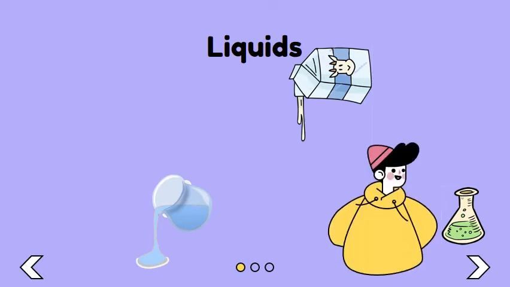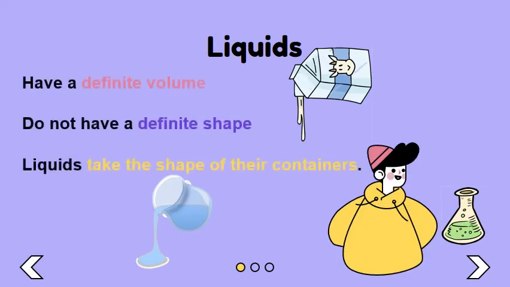Liquids have a definite volume, do not have a definite shape. Liquids take the shape of their container. For example, if we have an empty cup and we fill water inside the cup, we can see the water is the same shape as the cup. This is how liquids take the shape of their containers. They look the same as the shape that we filled the liquids in.